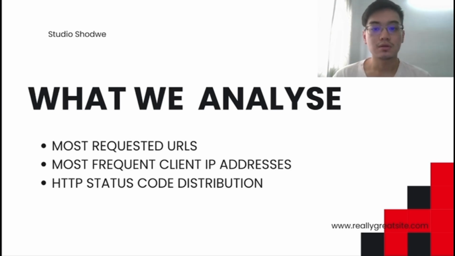From the Apache access log, we perform several important analyses that are commonly used in real-world systems. First, we identify the most requested URL to understand which content is accessed the most. Second, we analyze the most frequent client IP address to identify heavy users or potential automated traffic. Third, we examine the distribution of HTTP status codes such as 200, 404, and 500, which help detect broken links, configuration issues, or server-side errors. This analysis helps system administrators and engineers monitor system performance, improve reliability, and detect abnormal behavior.